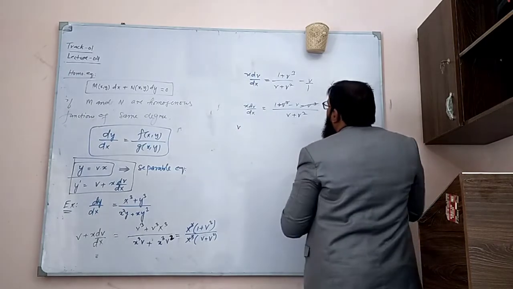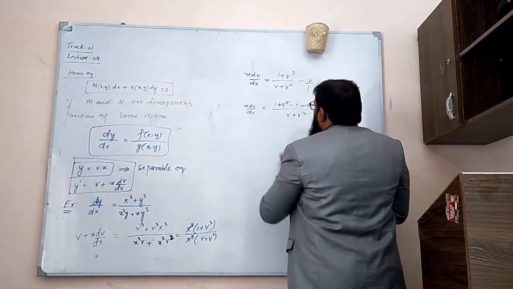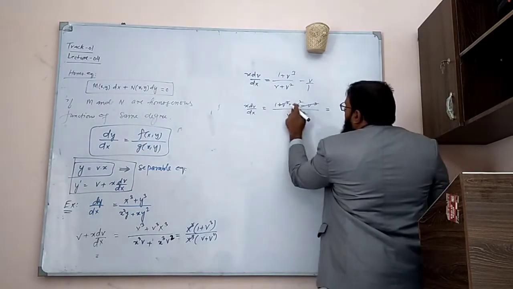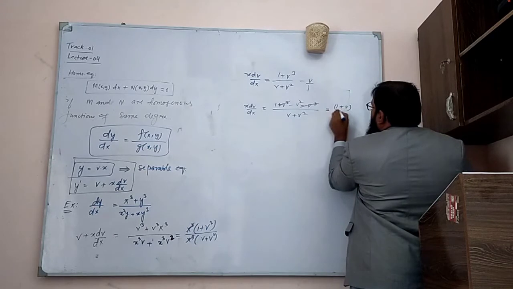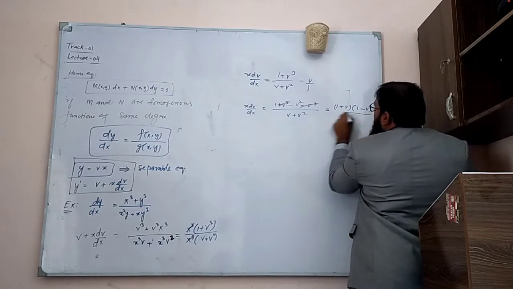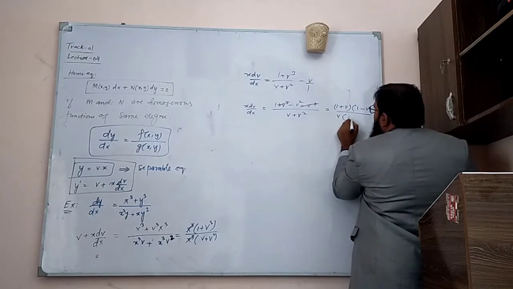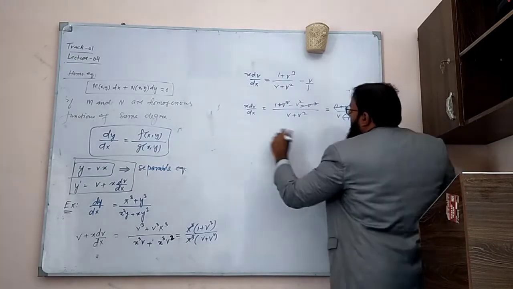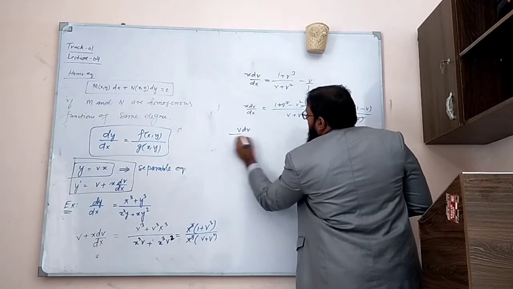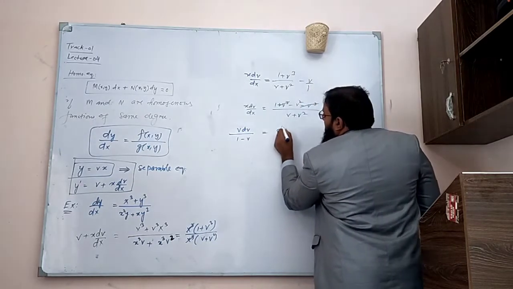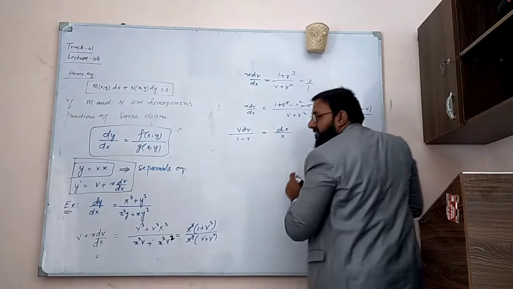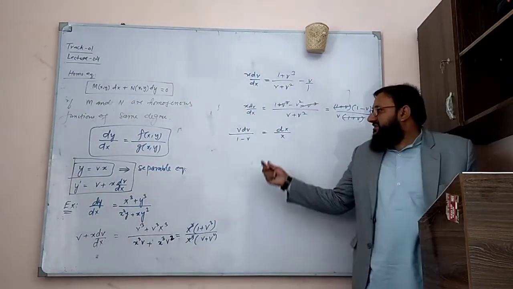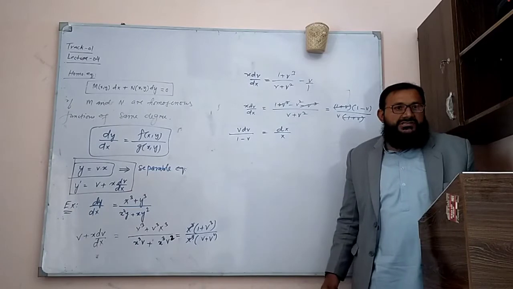The third term would be v square. Okay, so now 1 minus v square would be 1 plus v and 1 minus v. And with v common, we are left with 1 plus v. This is cancelled. Now we are left with v dv over 1 minus v equals dx over x. Now you just need to integrate because this is a separable differential equation.